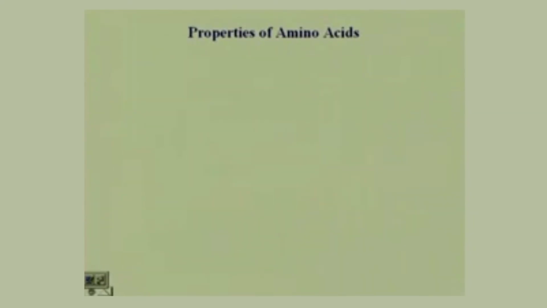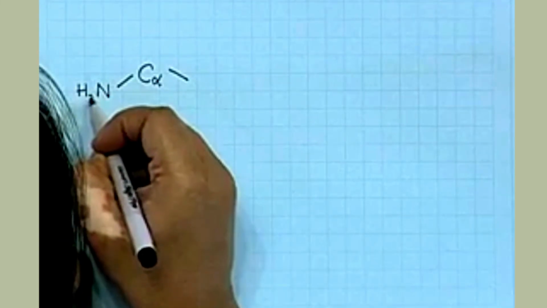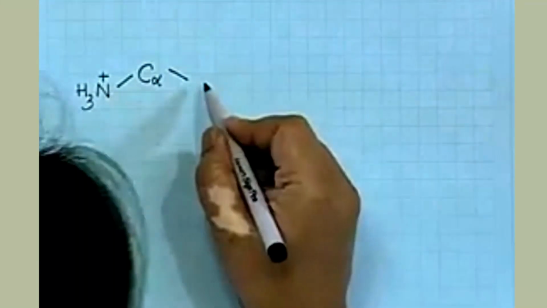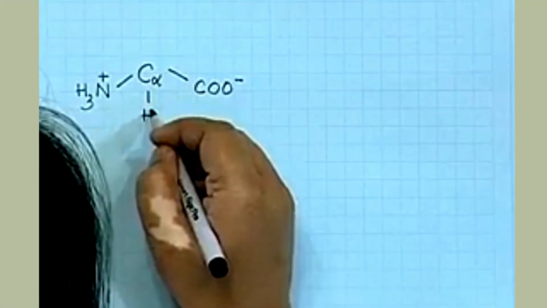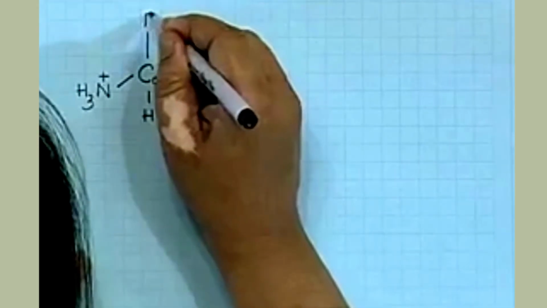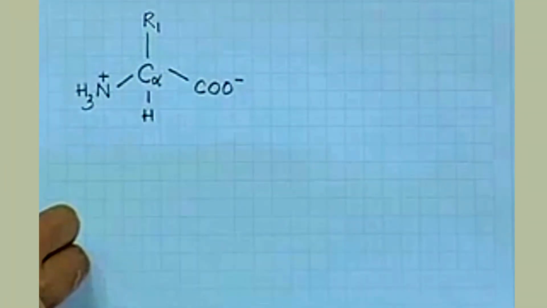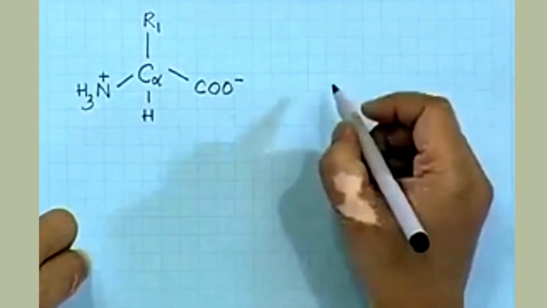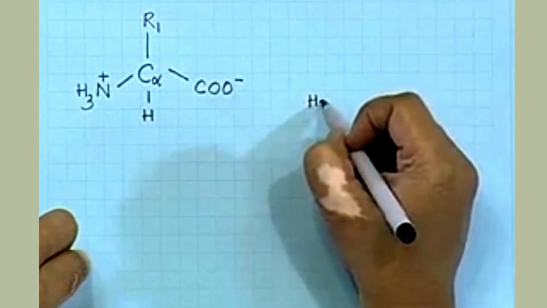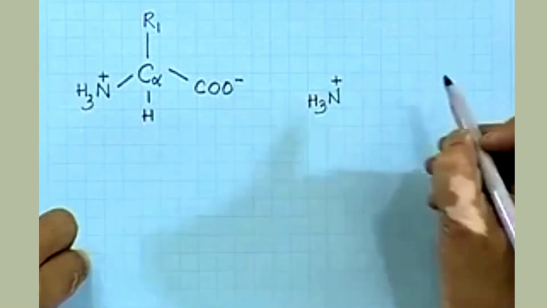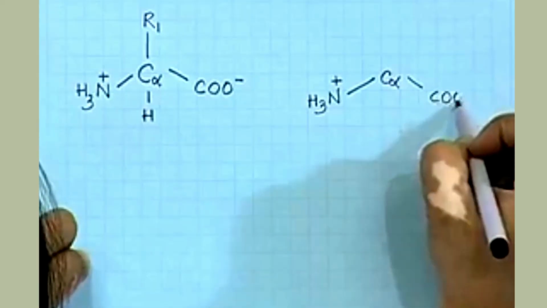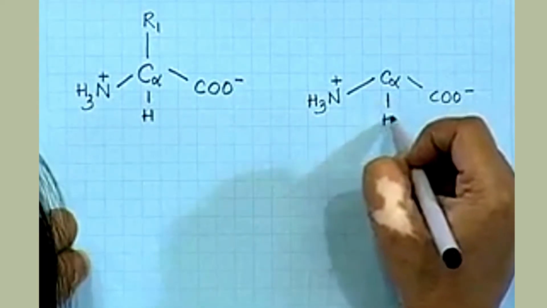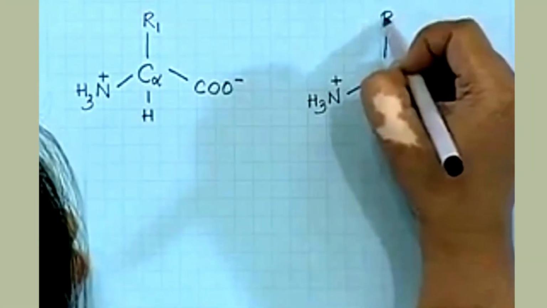So, what we can have is, if we look at the basic structure of an amino acid, we have a C alpha, we have an NH3 plus, we have a COO minus, we have an H, and we have attached to this an R1 group. If we now link another amino acid, we would have another NH3 plus that would belong to our second amino acid. We have our COO minus, and we have our H, and we have our R2.